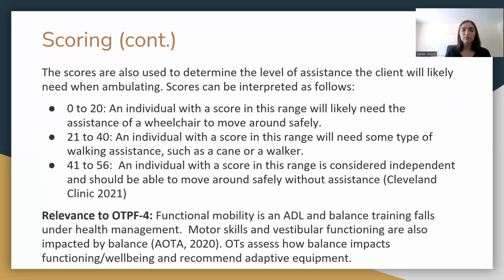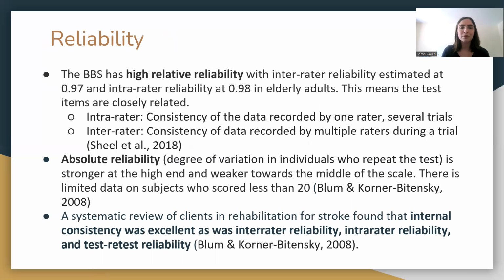And in terms of relevance to the OTPF4, functional mobility is an ADL, and balance training is also listed under health management in the OTPF4, and motor skills and vestibular functioning are also impacted by balance. As OTs, we're going to have to assess balance and how it impacts overall functioning and well-being, and we're also tasked with recommending specific adaptive equipment to improve mobility. So scores from this assessment can help us determine how to proceed with some clients or enhance clinical decision-making.